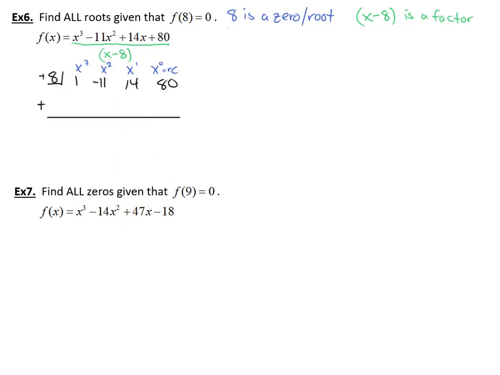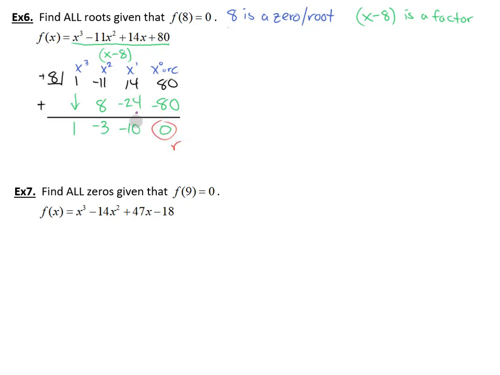Okay, so we get this party started. We drop down our 1 times the 8 in the box is 8. Adding, we get negative 3. Negative 3 times the 8 in the box is negative 24. Adding, we get negative 10. Times the 8 in the box is negative 80. And yep, sure enough, we got that nice remainder of 0.